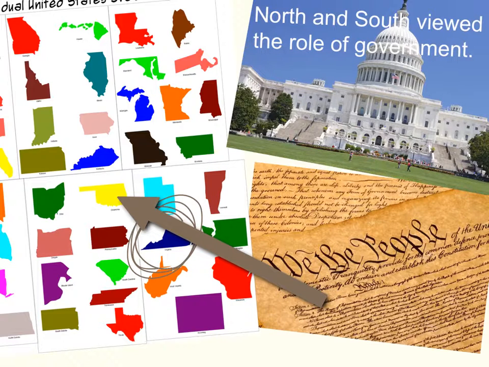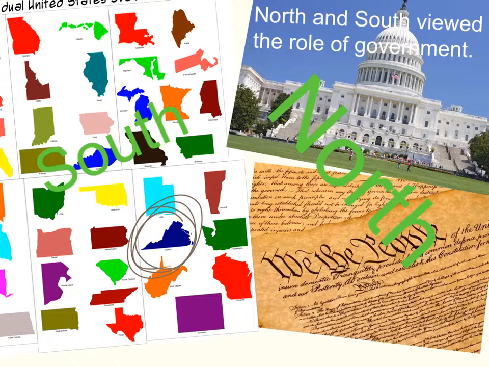So if we're going to divide them up real quick, it would look like this. The North favored the strong national government. The North believed the Constitution was the highest law, while the South believed the states were the highest authority, and the national government couldn't tell them what to do. The South believed that states had the right to nullify laws they didn't like.